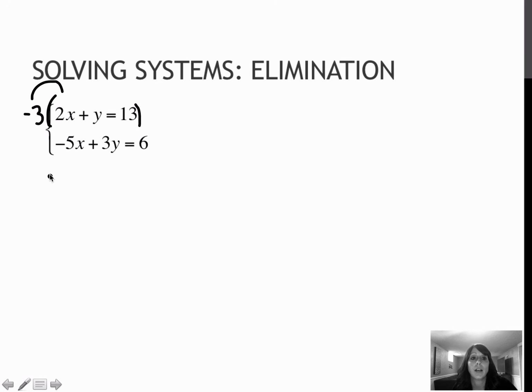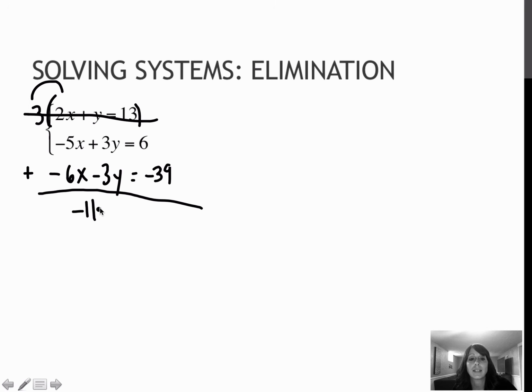So by distributing the negative 3, I get negative 6x minus 3y equals negative 39, and now I'm not using that equation anymore. I'm going to now add these equations together. Negative 5x and negative 6x is negative 11x. The y's eliminate. 6 plus negative 39 is negative 33. And I solve for x to find that x is 3.